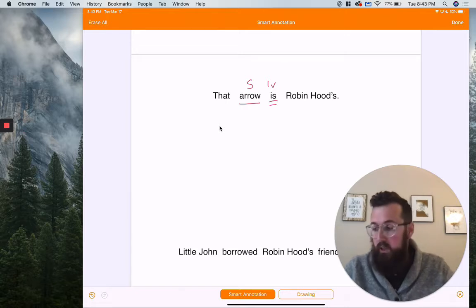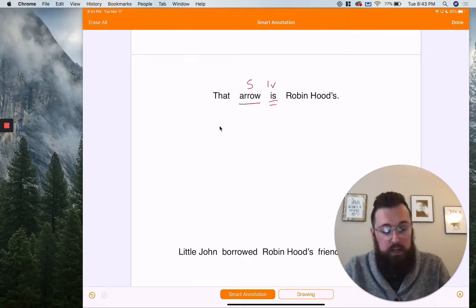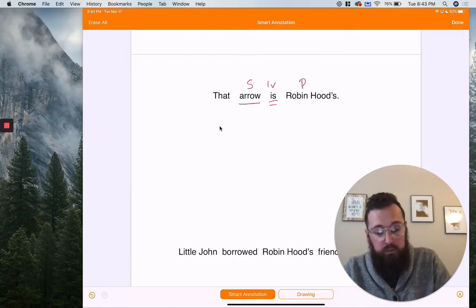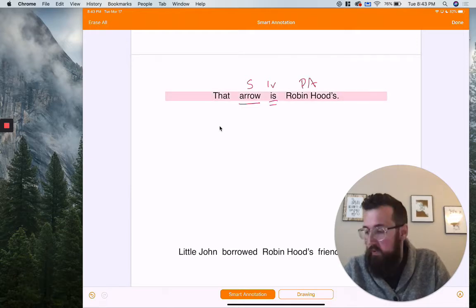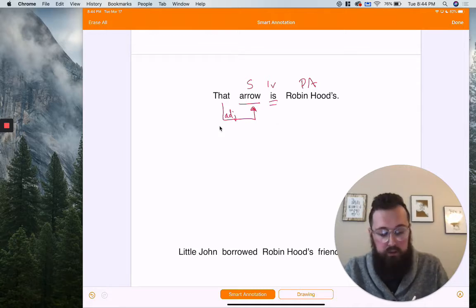Now, here's where it gets tricky. Robin Hood's is a possessive noun, and normally we would think it would be a predicate nominative. But I'm not renaming the arrow, I'm telling whose it is. I'm using it as a modifier describing. So that means Robin Hood's is actually going to be a predicate adjective. Robin Hood's tells me whose arrow, predicate adjective. That leaves one word. Which arrow? That arrow. So that's going to be an adjective describing my subject.